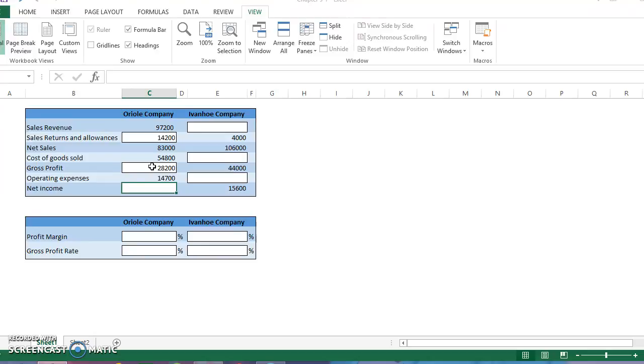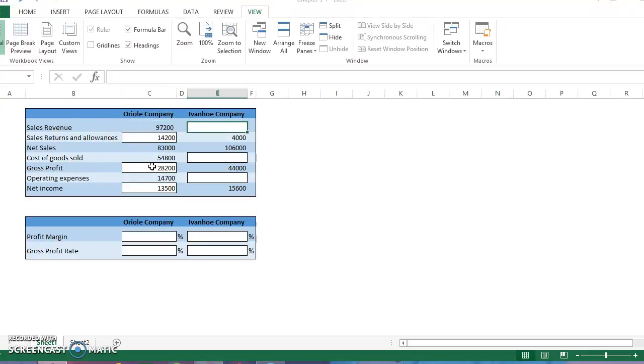We need to also take into account that if we have any other revenues coming from a different source which is not operating, then we would add it here to calculate net income, but we don't have any, so we'll just subtract and obtain our final number, which is $13,500. So that will be the first for the first company, for Oriole company.